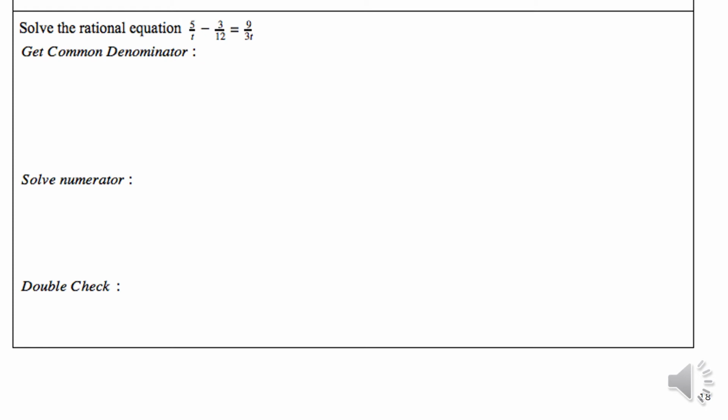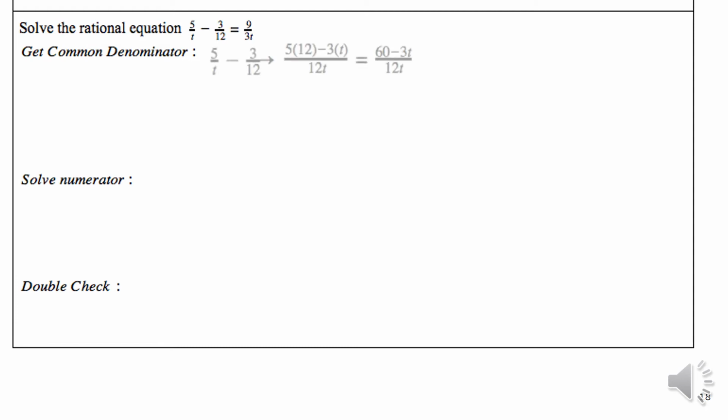In this second example, rather than solve by cross multiplication, we're going to solve by creating a common denominator and canceling it out. So what's the least common denominator between t, 12, and 3t? Well, the numerical least common denominator would be 12, and for the variable, we need at least one t. So our left fraction, 5 over t, needs to be multiplied by 12. Our 3 over 12 needs to be multiplied by t, and our 9 over 3t needs to be multiplied by 4.